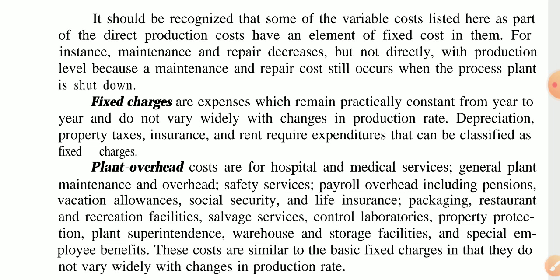Okay, it should be recognized that some of the variable costs listed here as part of the direct production cost have an element of fixed cost in them, for instance maintenance and repair. These do not vary directly with the production level, because maintenance and repair cost still occurs when the process plant is shut down also.